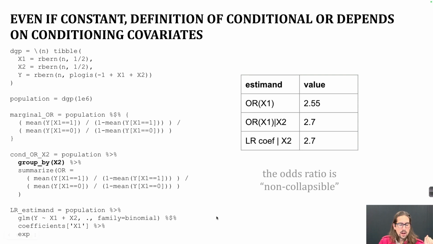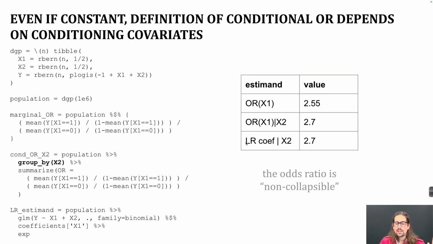And then down here, I've done logistic regression on the entire population. So there's no sampling variability or anything. It's the whole population. And I've taken the coefficient for x1 and I've exponentiated. And these are the results. So there's no sampling error here. It's not like this logistic regression coefficient is just randomly off a little bit from the odds ratio, because I'm using the whole population.